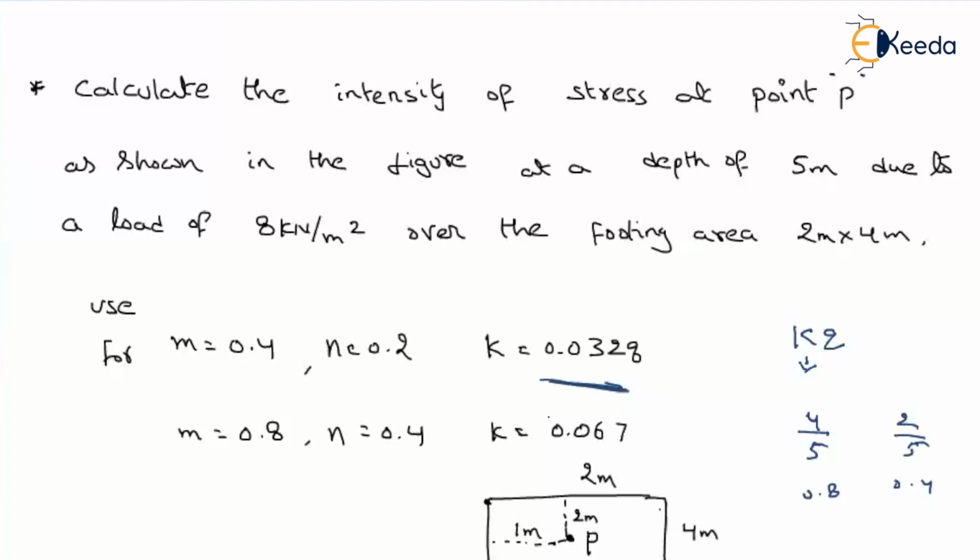So before finding the stress, make sure at which point you have to find it. If it is not at the corner, divide the entire area into a number of rectangles, and then find the m value and n value corresponding to the divided rectangle. Don't find it by taking the whole area. This is where students commonly make a mistake in the exam. Okay, thank you.